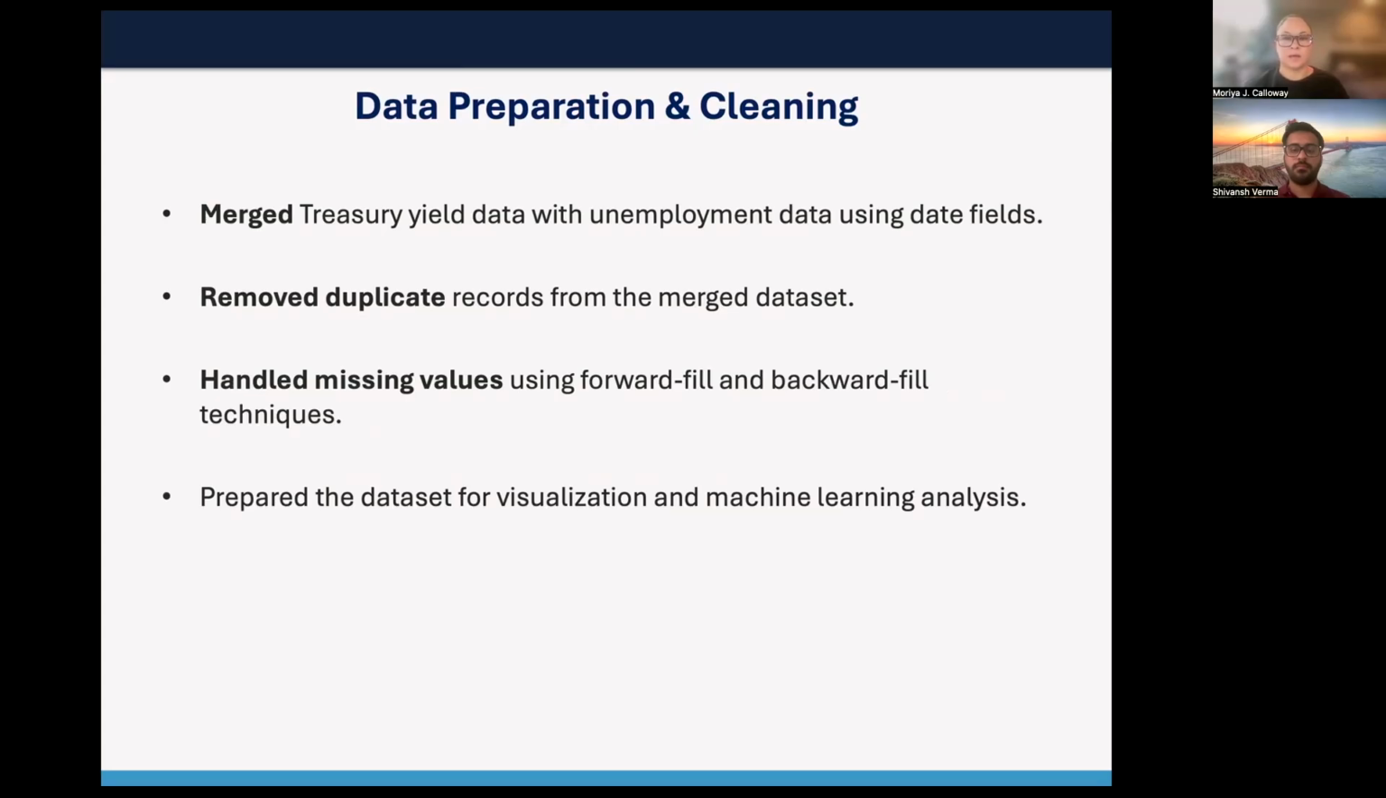To prepare the data, we merged the two data sets into one, and we did this using the date field. We removed duplicate data, and we also handled missing values. And doing all of this helped us have a clean data set in order to do our visualizations and our regression analysis.